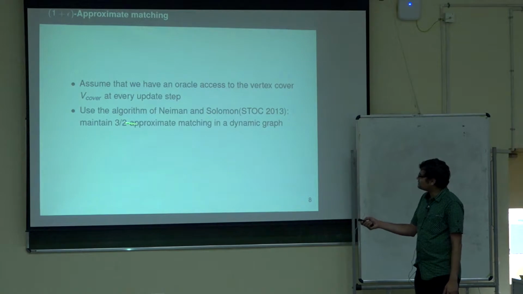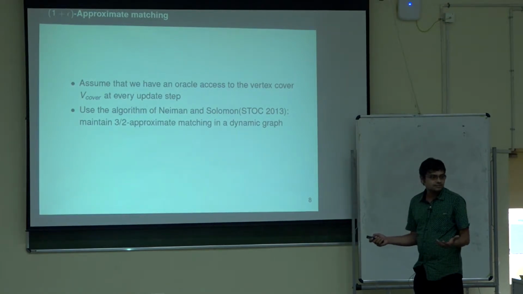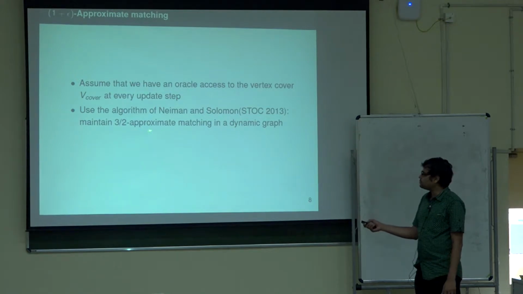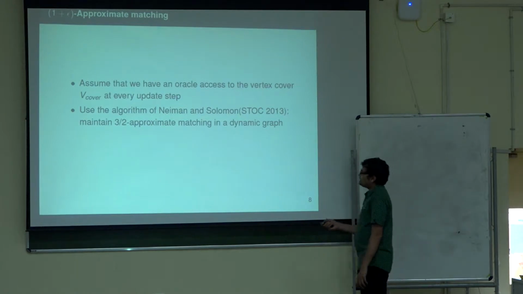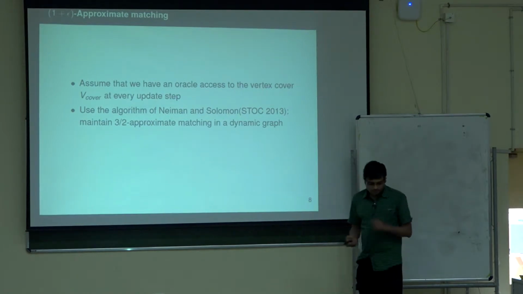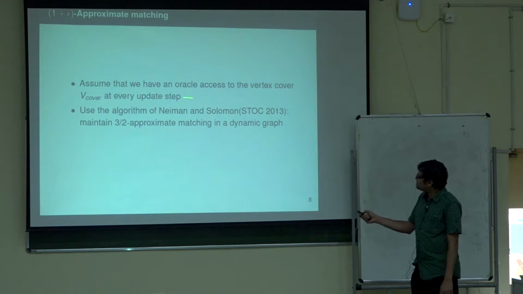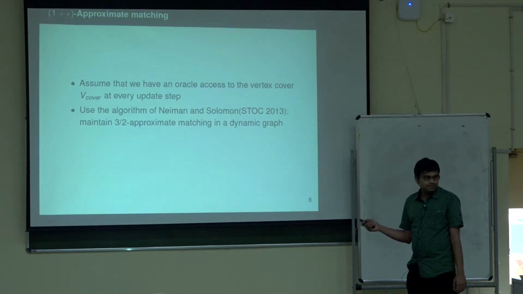And you can show that this matching, which Neiman and Solomon are maintaining, is also a maximal matching. Though it is 3/2 approximate, which is better than 2 approximate, it is a maximal matching, and this will give you a vertex cover. The running time of this particular algorithm is square root of m, which is roughly the same as what we are also doing. So we can use this particular algorithm.